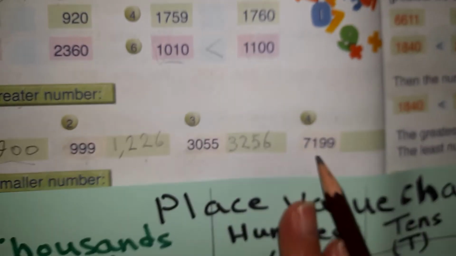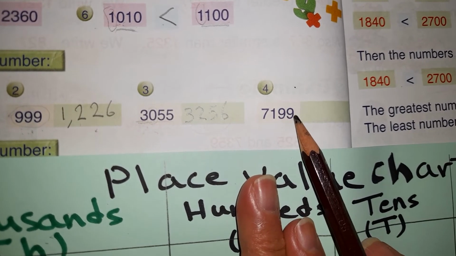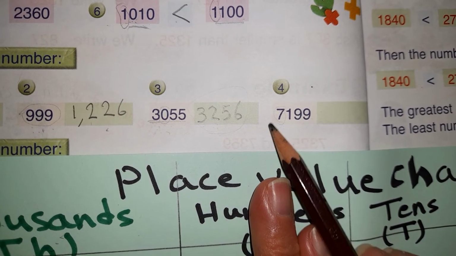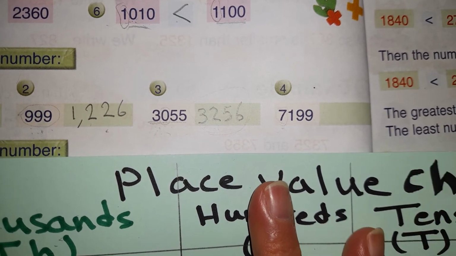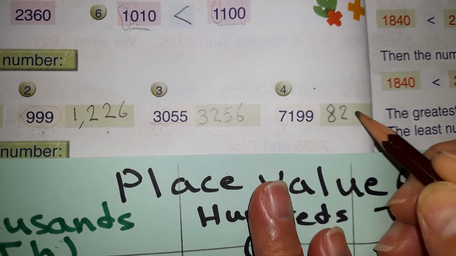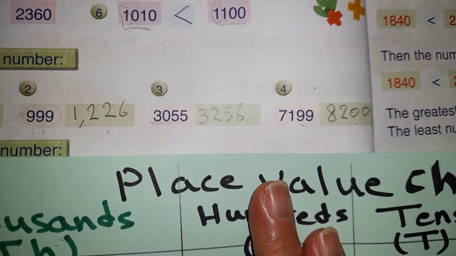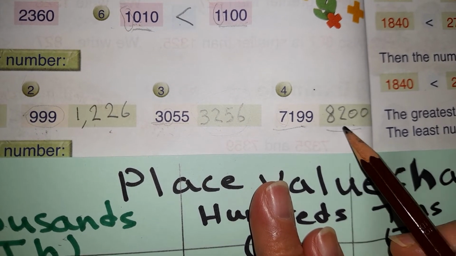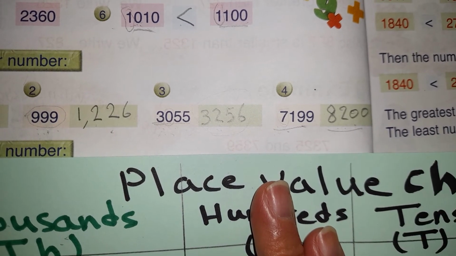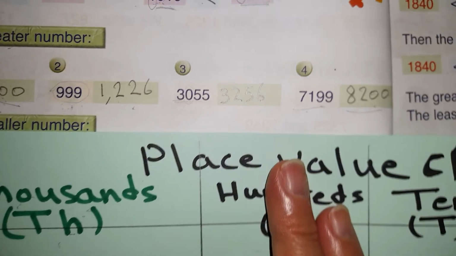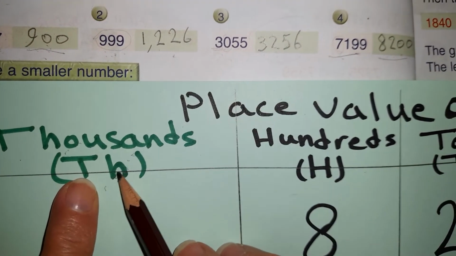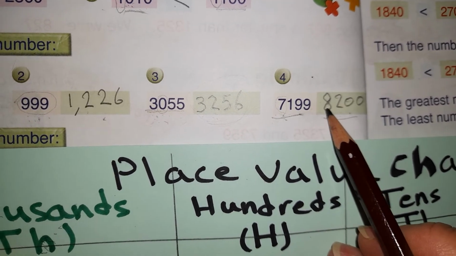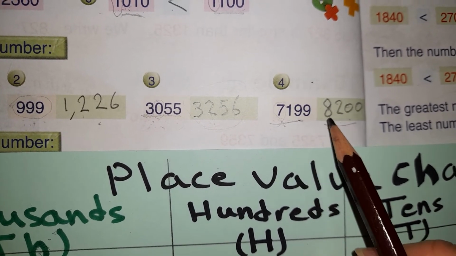Let's go to the last one, 7199. I need a number that is greater than this. I can write a digit in the 1000s place that is greater than 7. I can write 8, for example, 8200. This number is greater than this. Why? Because yes, they have the same number of digits, 4 digits. They both reach the 1000s place on the place value chart. But this number has 7 and this number has 8. 7 is less than 8, so 8 is greater.